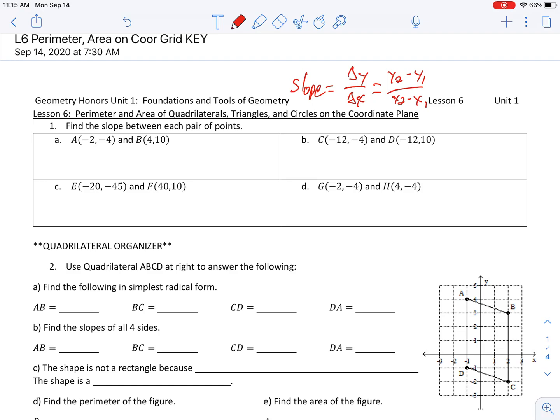All right, so let's really quickly review finding slope, because we are going to be using slope today with lesson 6. It's a big lesson. There's a lot of work involved with it, a lot of distance formula, a lot of midpoint, so just bear with me.